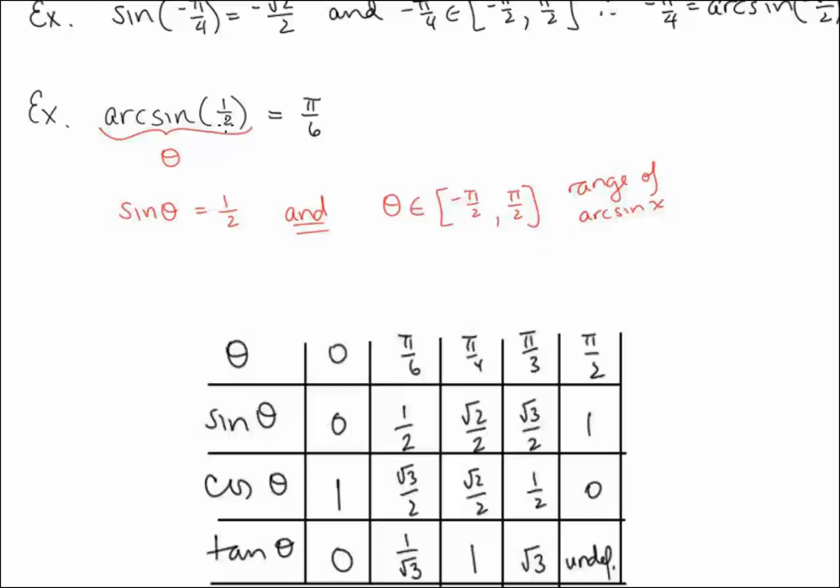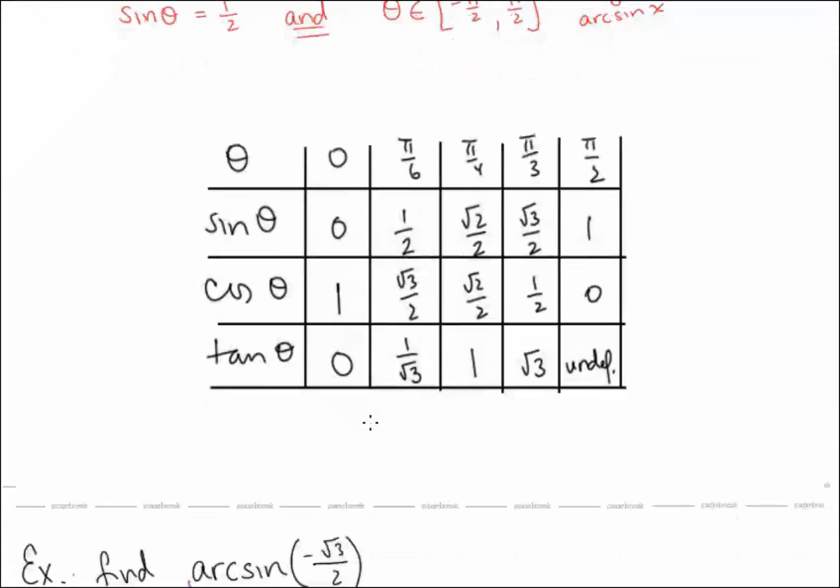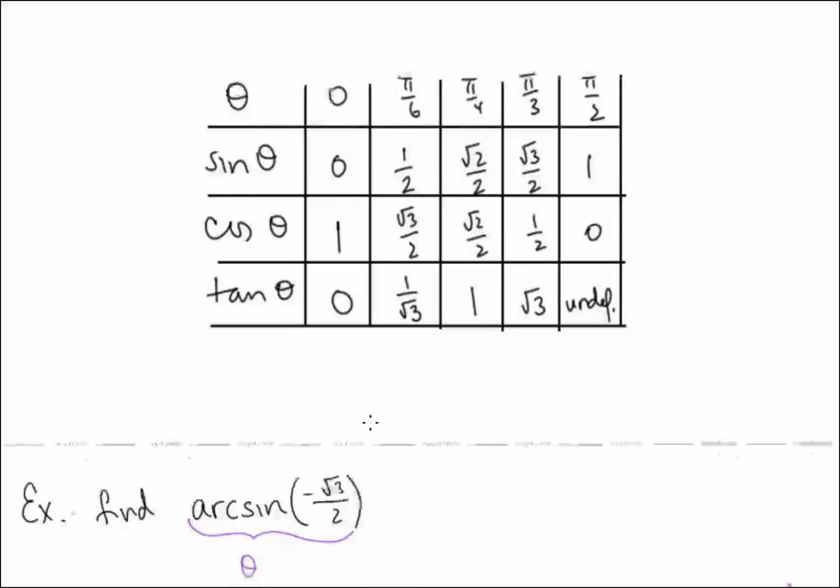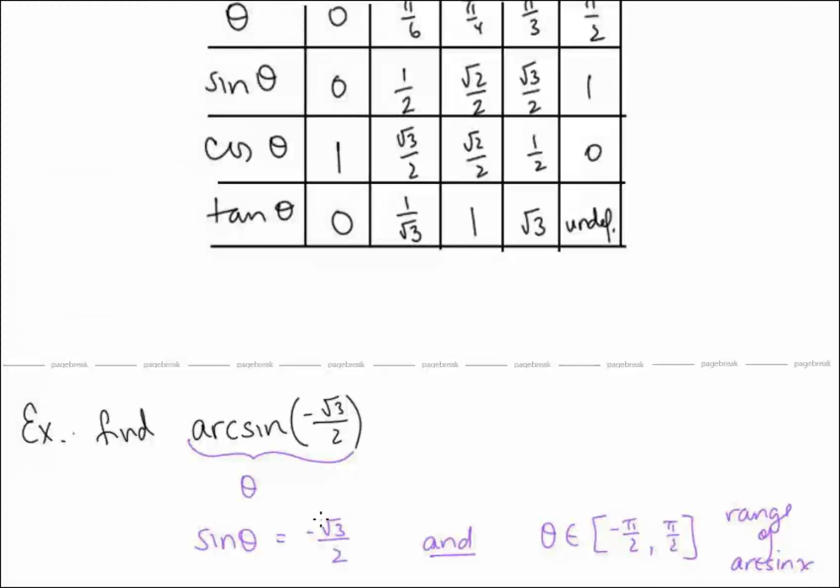Now notice that 1/2 is a sine evaluation for one of our common first quadrant angles. What happens if we had something like negative 1/2 here? The answer wouldn't be pi over 6. So let's see what happens when we need to do a little bit more work. Let's take a look at arc sine of negative radical 3 over 2. Again, we know that this must be an angle value, so we're going to call it theta. Now, what do we know to be true about theta? We know that sine of theta must equal negative radical 3 over 2, and theta must be in the range of arc sine x, which is negative pi over 2 to pi over 2.